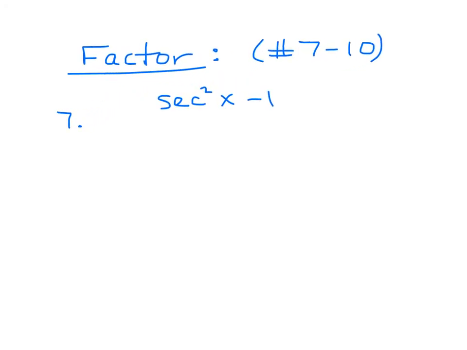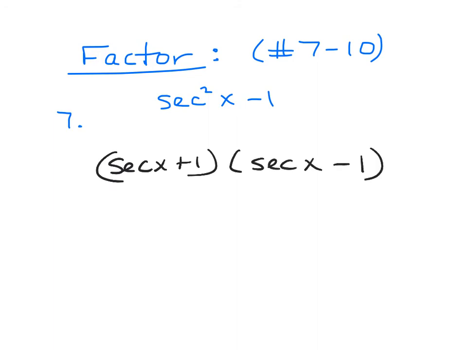Notice this is the difference of two perfect squares. So if I just square root both sides, I end up with secant x plus 1 and secant x minus 1. And I'm done. So when it says to factor, that's all you do. So again, what you could do is take out this secant and you could make it x squared minus 1. And then just remember it'll be x plus 1, x minus 1. But just remember to put x back as secant.